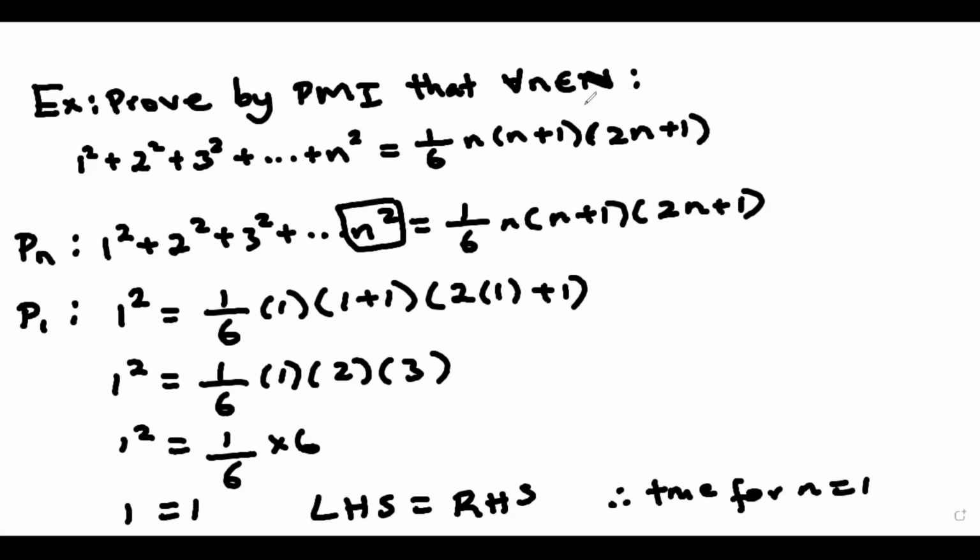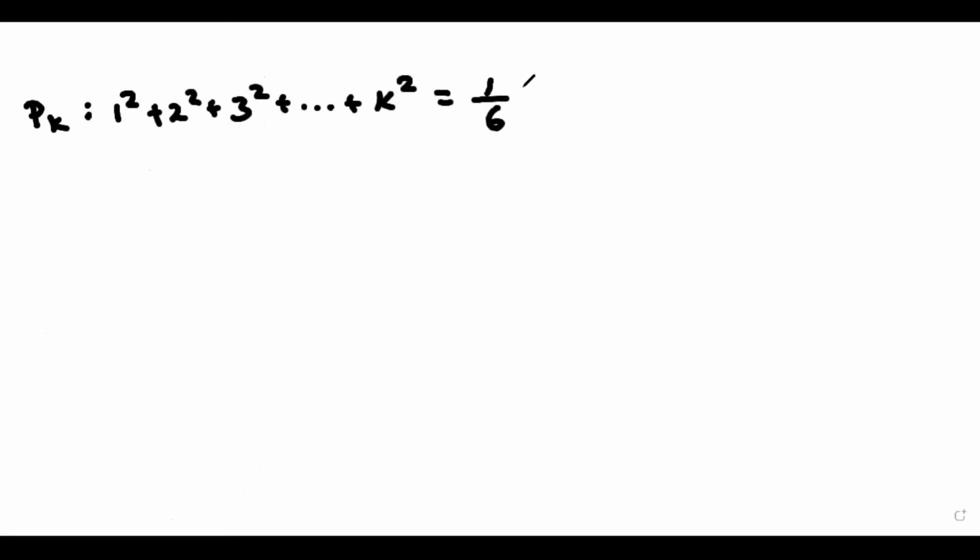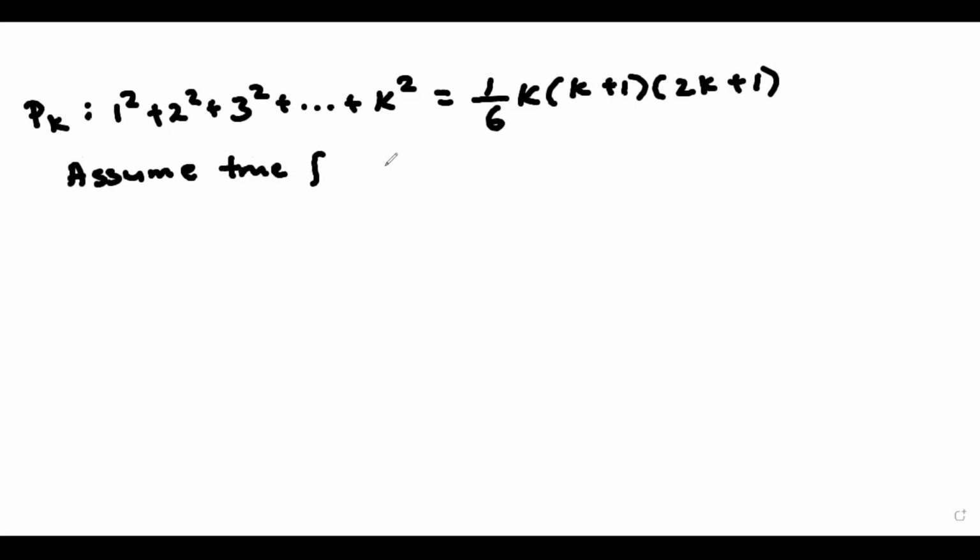So now we're going to do our induction assumption. That's where we say assume that it is true for n equal k. So that's pk, 1 squared plus 2 squared plus 3 squared plus k squared is equal to 1 over 6. So anywhere you see n, we put in k plus 1, 2k plus 1. So assume true for n equal k.